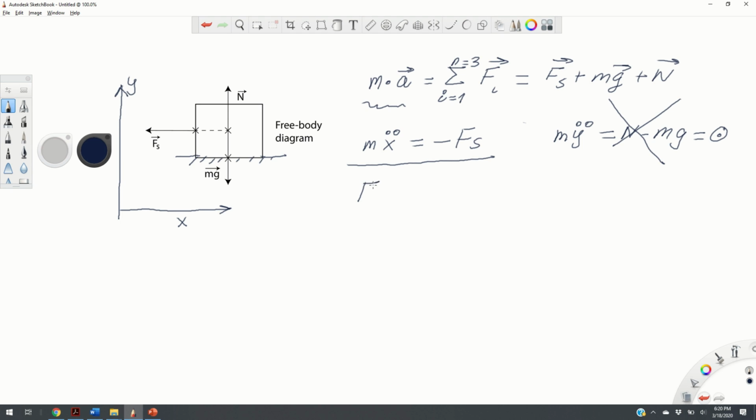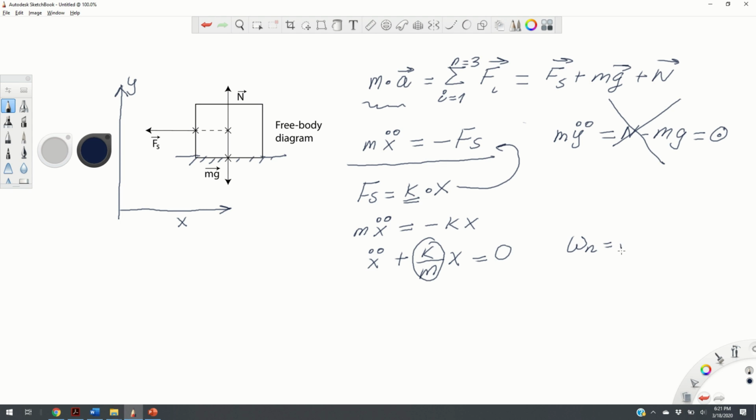Now, spring force Fs is equal to k, which is a spring constant, times the displacement x. By substituting this equation into the first equation, we obtain m x double dot is equal to minus kx, or we can write this equation as x double dot plus k over m x is equal to 0. Now, this term over here, k over m, we are going to introduce a new notation for this term. We are going to introduce omega n, and omega n is going to be a square root of k over m. This parameter, omega n, is a very important parameter in mechanical and electrical engineering. It is called a natural frequency.